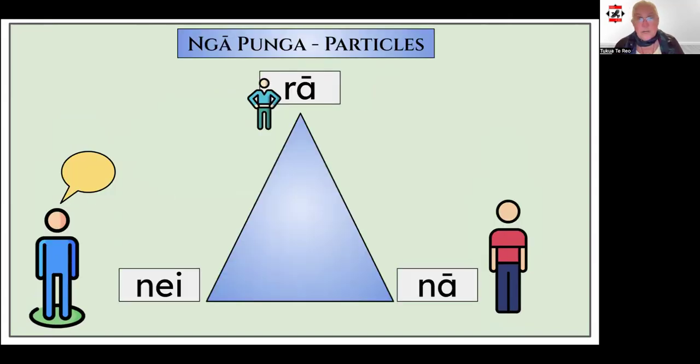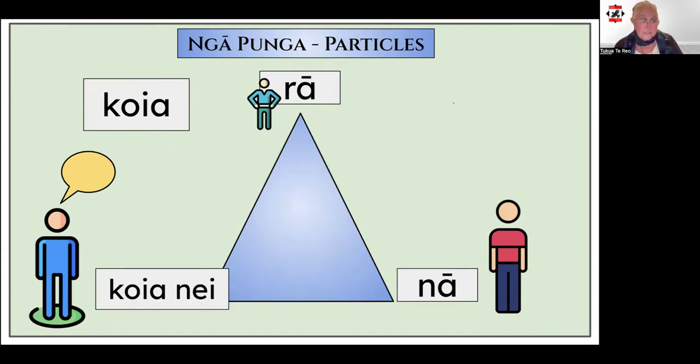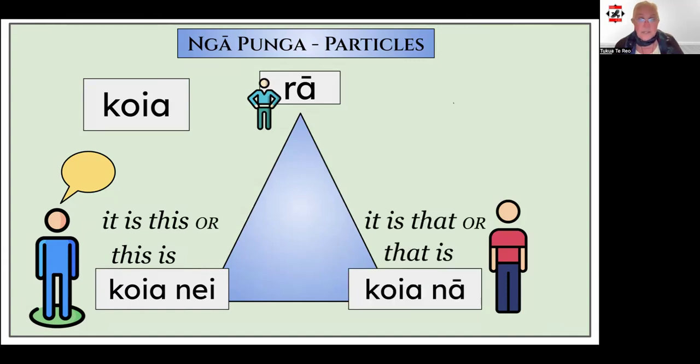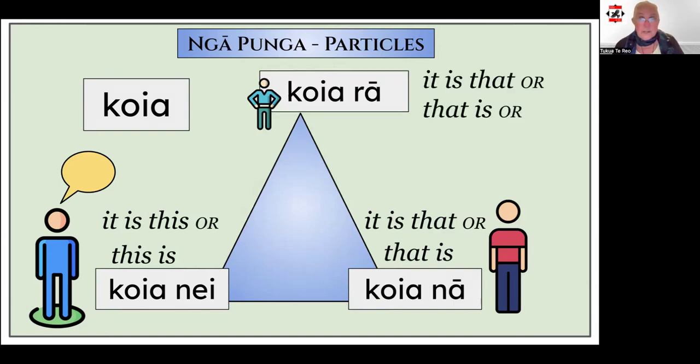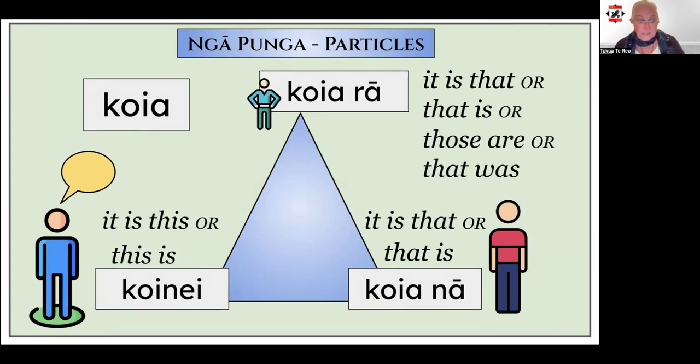One last example now using koia. Koia nei. It is this, or this is. Koinā. It is that, or that is. And koirā. Same meaning as koinā, but this one can also mean those are in the plural or that was in the past tense. The shortened versions of these are konei, koinā, and koirā.